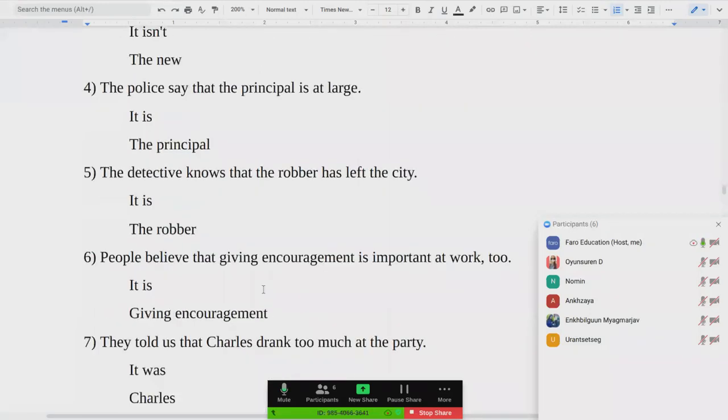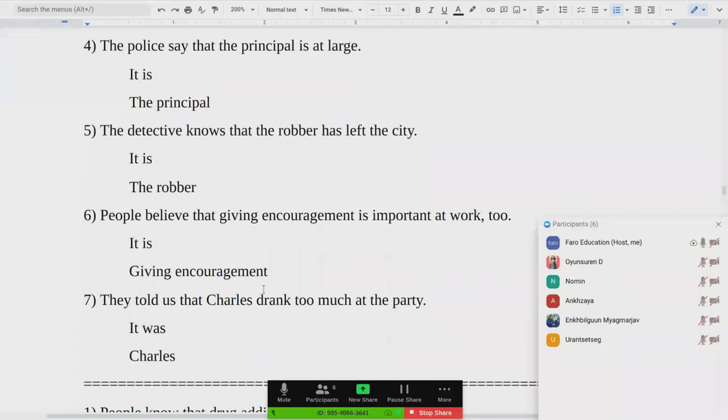Number 4. It is said that the principal is at large. The principal is said to be at large. Right, to be, not is. Next.